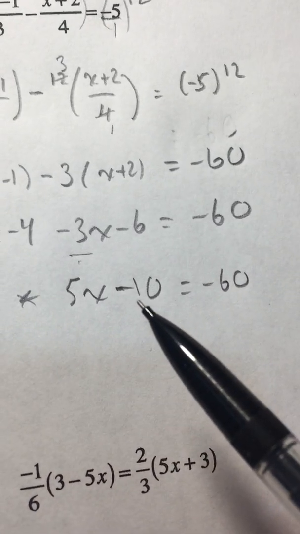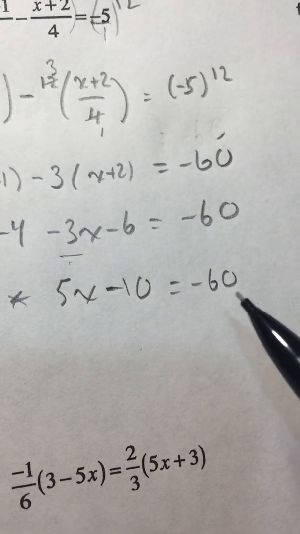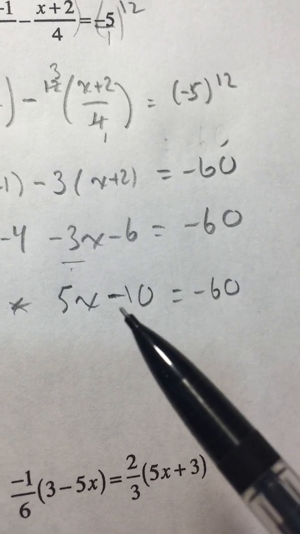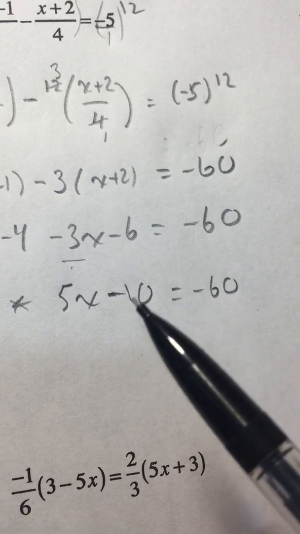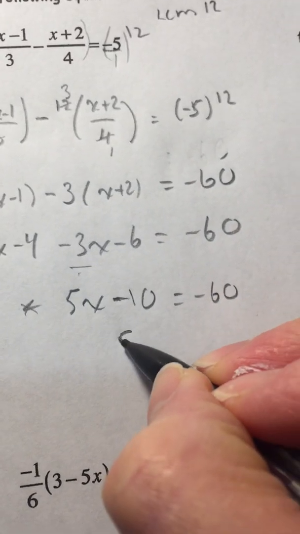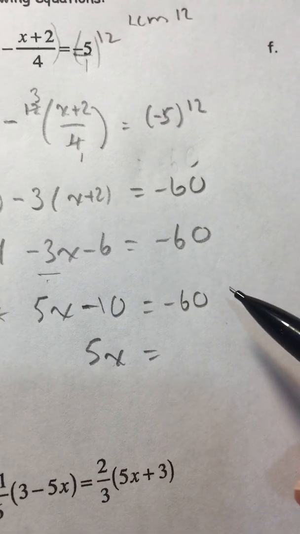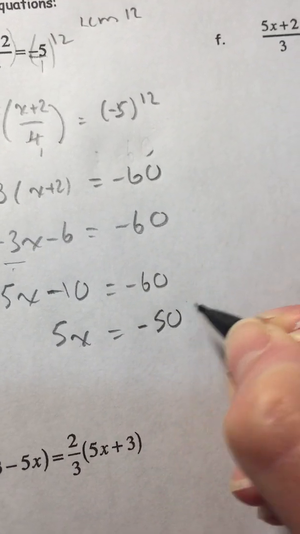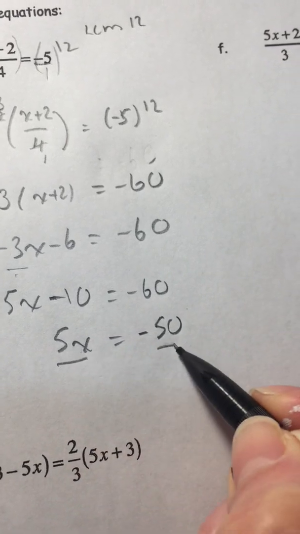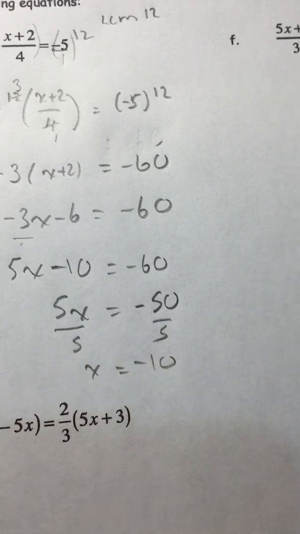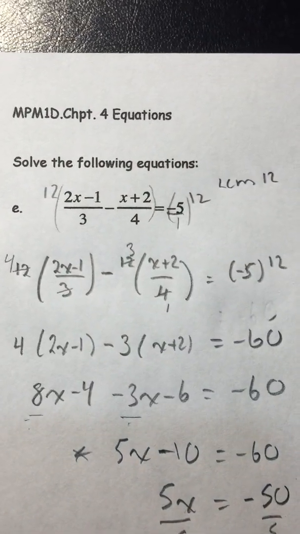Now you'll see we just have this -10 to move to that side, and the way we move it is we add a 10 to both sides. Adding a 10 to this side, -10 plus 10 would be gone, leaving us 5x. And adding a 10 to this side would be -50. Then I can divide both sides by 5 and get x is equal to -10. Okay, very similar to what we did before.